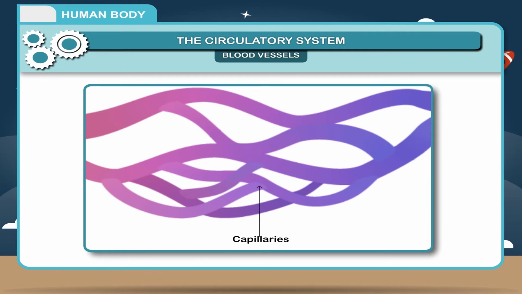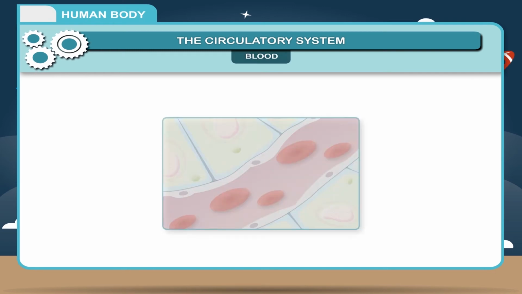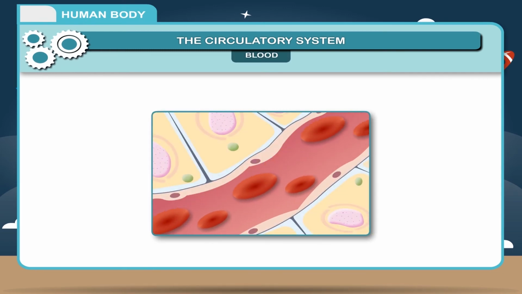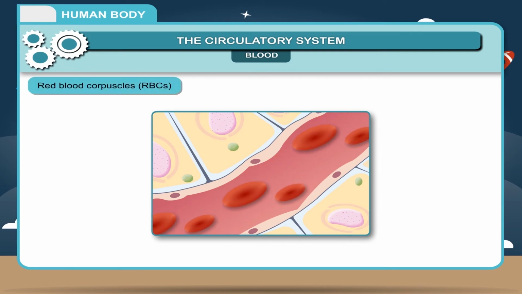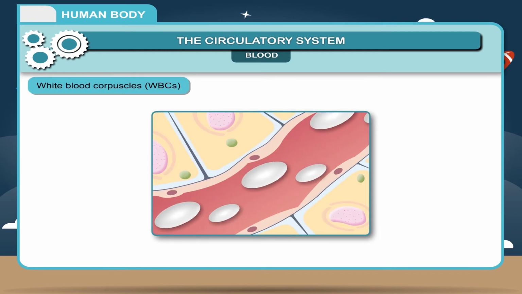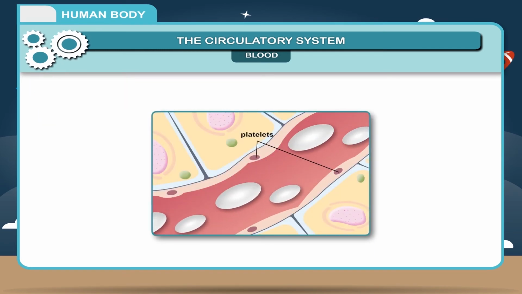3. Capillaries. These are tiny, thin-walled vessels which form a network to take blood through the organs and tissues. Blood. Blood is a fluid connective tissue. It comprises plasma in which red blood corpuscles, RBCs, white blood corpuscles, WBCs, and platelets are found.